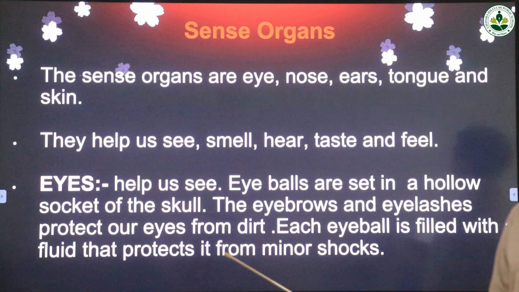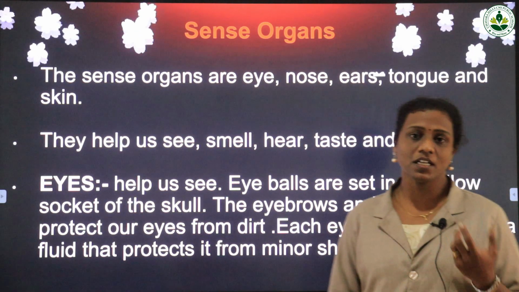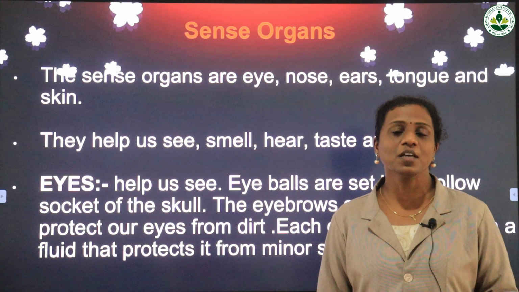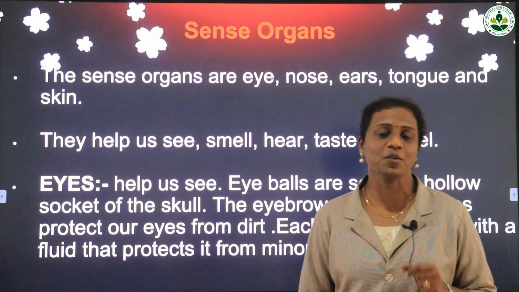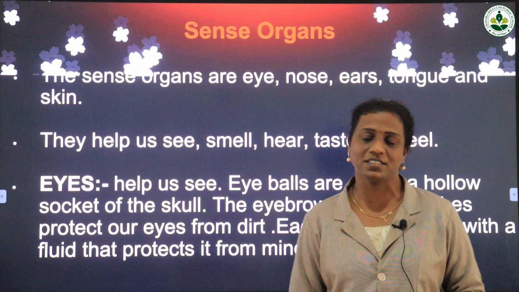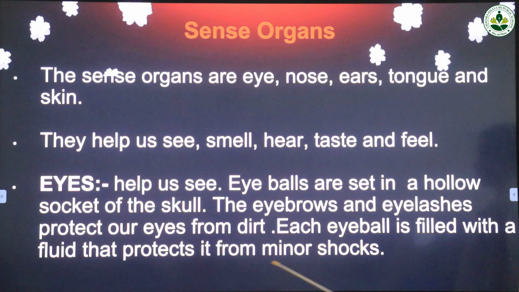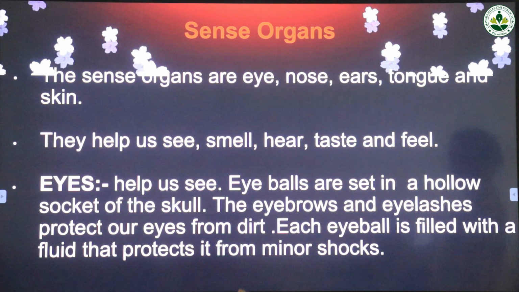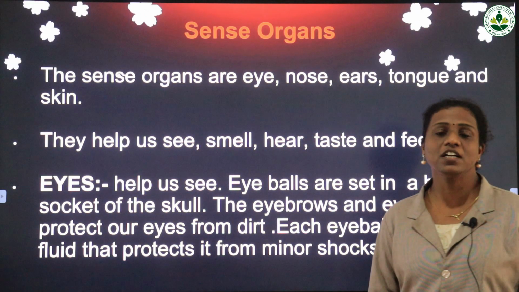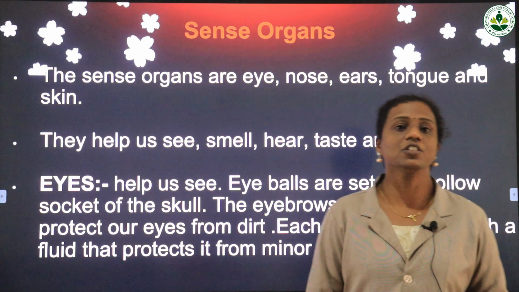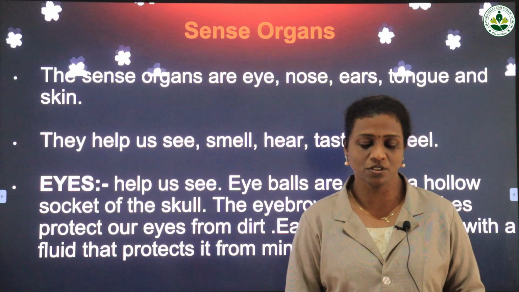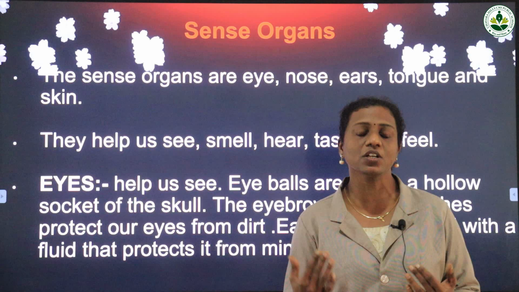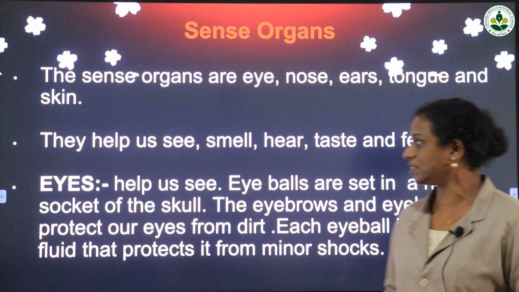Then how can we protect our eyes? There is already a natural protection for eyes: our eyebrows and eyelashes. The eyebrows and eyelashes protect our eyes from dirt. Then each eyeball is filled with a fluid that protects it from minor injuries. So each eyeball contains a liquid substance which protects our eyes from minor injuries.